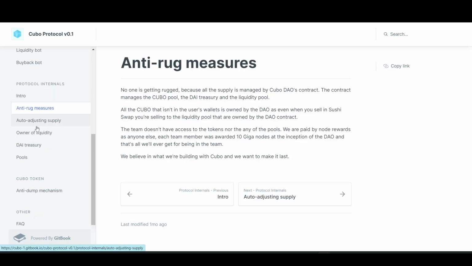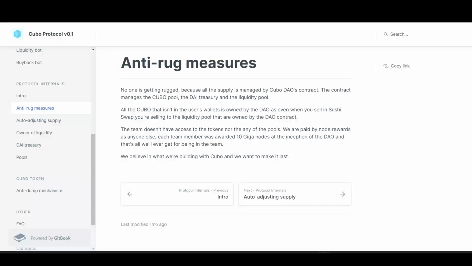If we go to protocol internals, anti-rug measures. No one is getting rugged because all the supply is managed by CUBO's DAO's contract. The contract manages the CUBO pool, the DAI treasury, and the liquidity pool. All the CUBO that isn't in the user's wallet is owned by the DAO, as even when you sell in Sushi Swap, you're selling the liquidity pool that are owned by the DAO contract. The team doesn't have access to the tokens nor any of the pools.